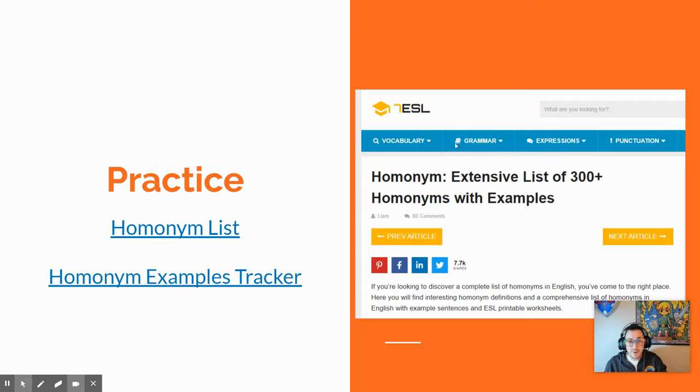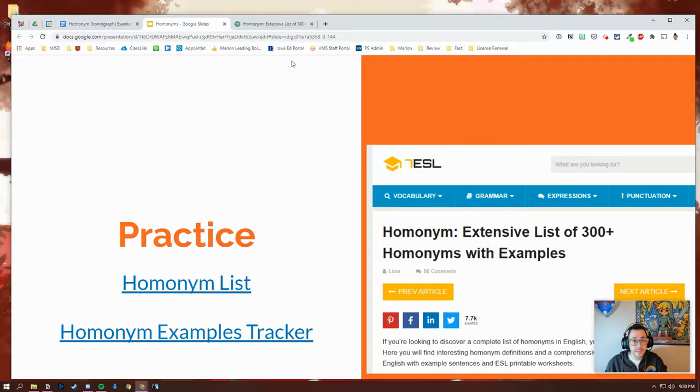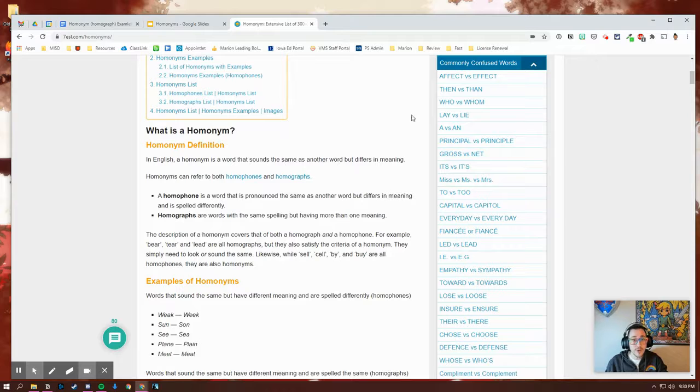And it's got a list of over 300 homonyms with examples. So I'm going to show you what that looks like now. When you go there and you scroll down a little bit, the first thing you're going to see is that homonym actually refers to two different types of words, a homophone and a homograph. For this activity, we're actually just talking about homographs because those are words with the same spelling that have more than one meaning. Homophones are pronounced the same as another, but they differ in meaning and they're spelled differently.